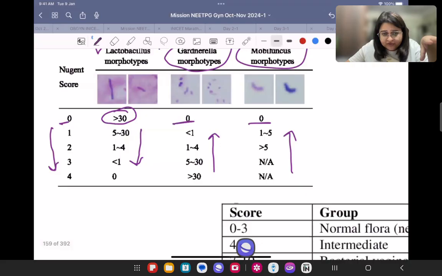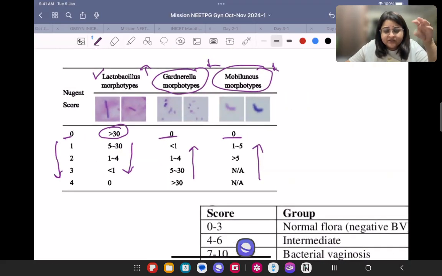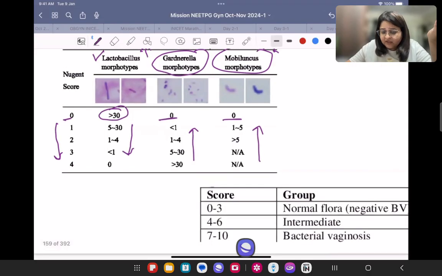So you don't have to learn the scoring. What's important to understand is you basically count the 3 bacteria, and the lesser the number of lactobacilli, the higher the score goes up. Okay? So 0 to 3 is normal flora. 4 to 6 is intermediate, and 7 to 10 is a score of bacterial vaginosis. This is something which is new, so I put it up here.